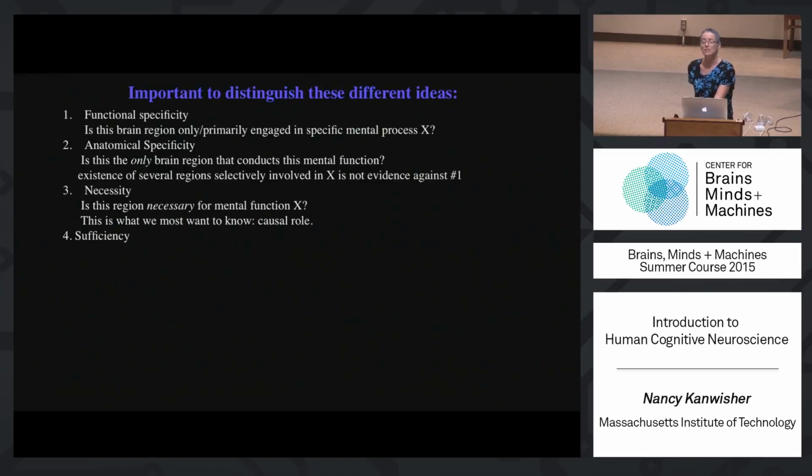It's different from the question of sufficiency, right? Is a given brain region sufficient for a mental process? Well, I think that's just kind of a wrong-headed question because nothing's ever sufficient. It's just kind of a confused idea. I mean, what would that mean?